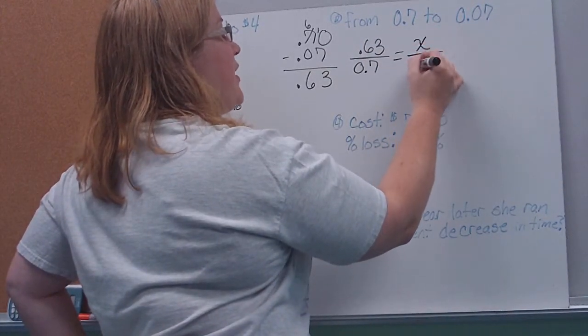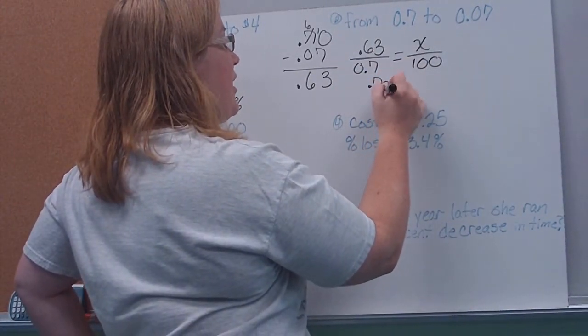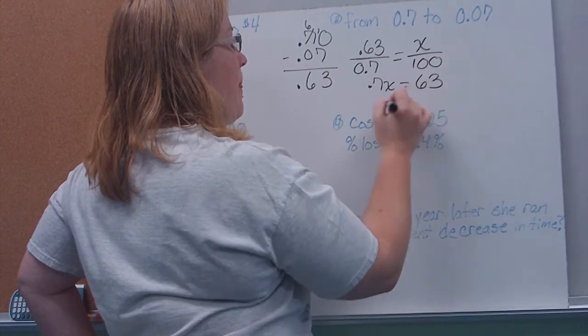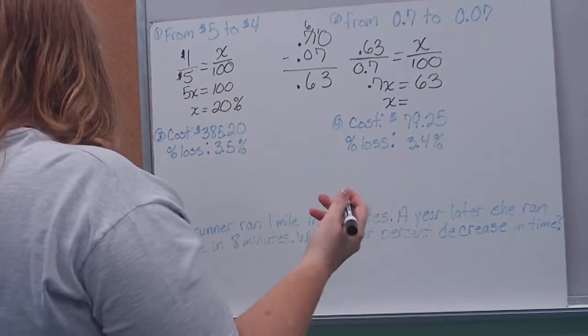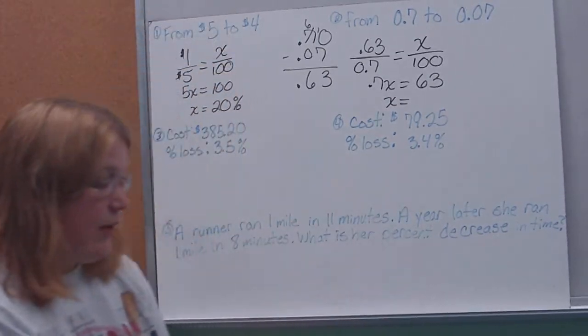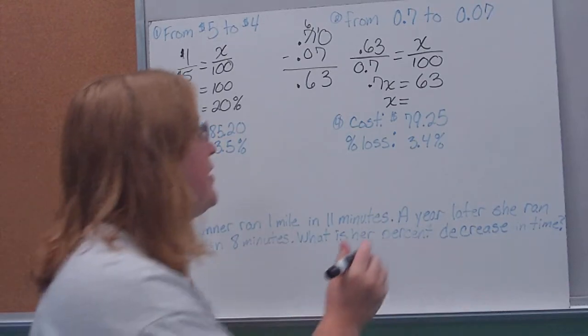I'm solving for my percent. That goes over 100. So again, we're going to do our cross multiplication. And when we solve this, I believe it's 90%, but I'm going to check that with my calculator. It is indeed 90%.